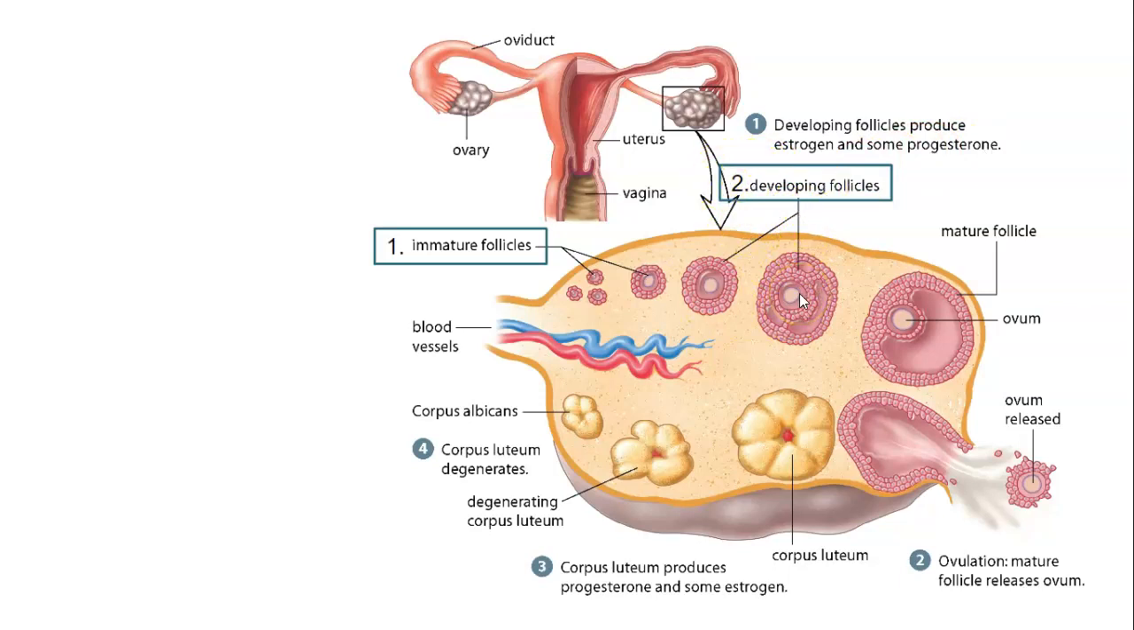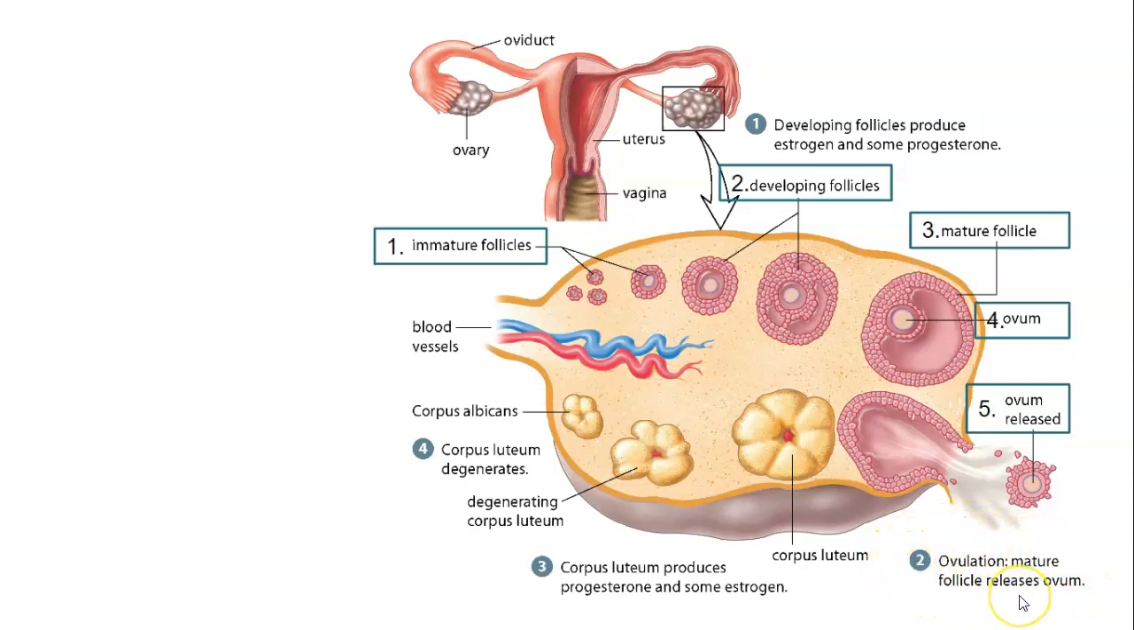Followed by that, you already have in your notes the mature follicle labeled for you. If you could put a number 3 beside that. You then need to fill out number 4, the ovum. Followed by that, you're going to fill in number 5, the ovum released. You have it there. You just need to label it number 5. You'll notice right below number 5 is a box that has a number 2. That is this right here. The ovulation: mature follicle releases ovum.